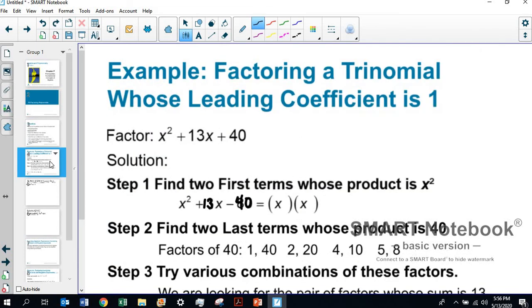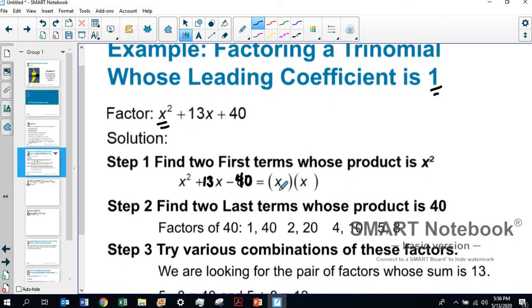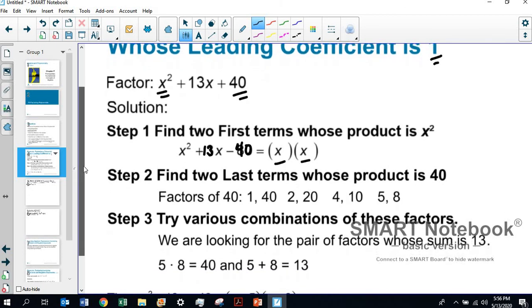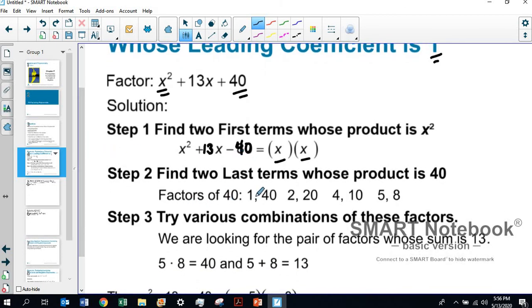So here's an example of how to factor a trinomial whose leading coefficient is equal to 1. If it's equal to 1, then basically this is a guess and check kind of deal, because the x squared is just x times x. So what we're really factoring is the 40, and we're looking at factor pairs of 40: whole numbers that multiply together to give you 40. So 1 times 40, 2 times 20, 4 times 10, and 5 times 8. Those are the only four that multiply together to give you 40.